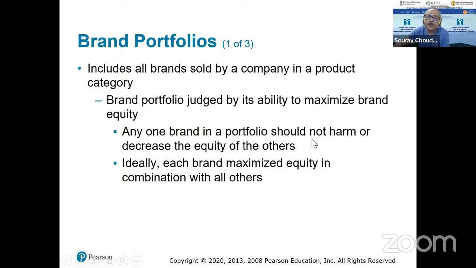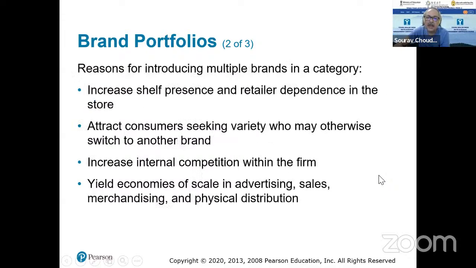Any one brand in a portfolio should not harm or decrease the equity of the other. Ideally, each brand maximizes equity in combination with all the others. Reasons for introducing multiple brands in a category: increase shelf presence and retailer dependence in store, and attract consumers seeking variety. Now if you talk about Unilever's personal care, they have Fair and Lovely, they have Lakme, they have so many other brands. Why do they need to have so many brands?